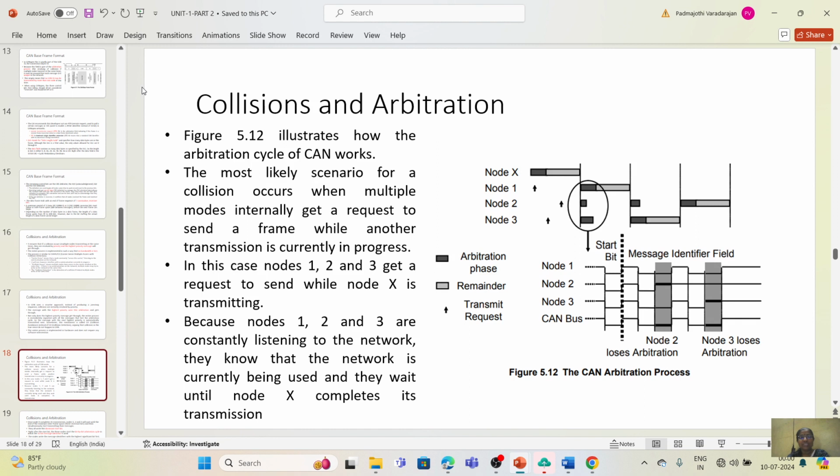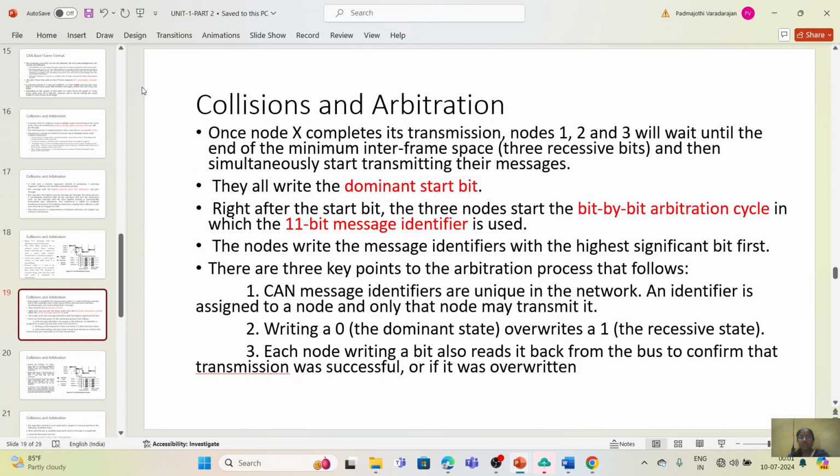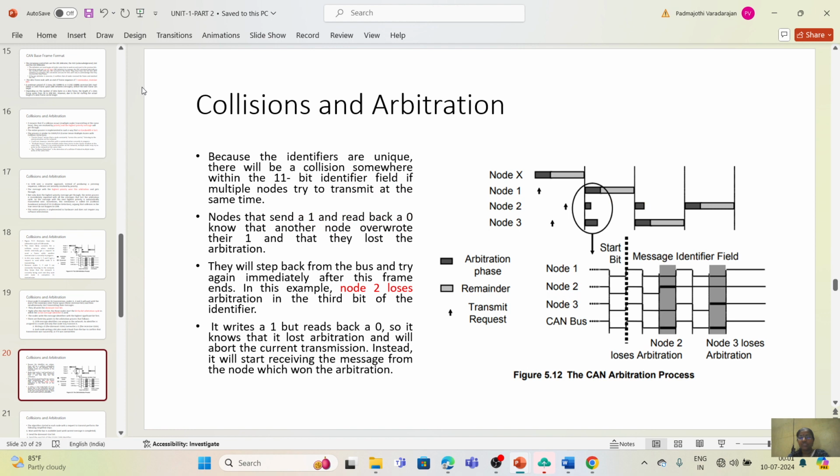So suppose node X is already in the process of transmitting data. In this case, nodes 1 to 3 get a request to send while node X is transmitting. Because nodes 1 to 3 are constantly listening to the network, they know that the network is currently being used, and they wait until node X completes its transmission. Once node X completes its transmission, nodes 1, 2 and 3 wait until the end of the minimum interframe space, that is 3 recessive bits, and then simultaneously start transmitting their messages. That's what is shown here in the diagram.